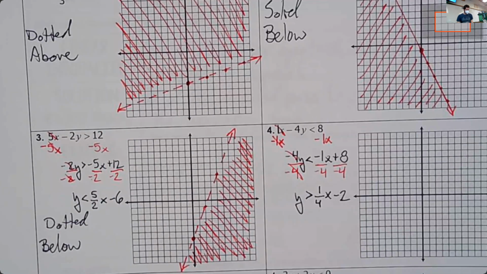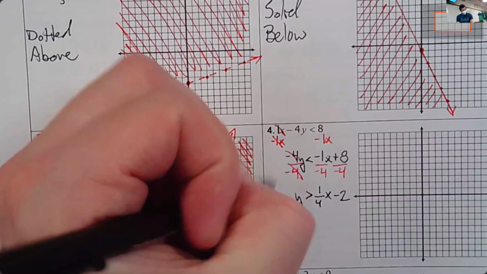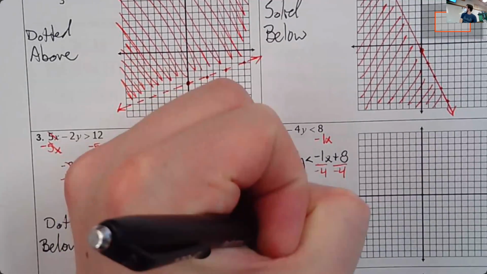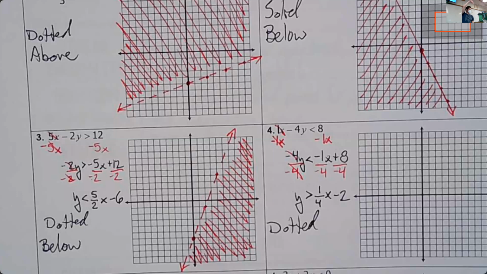All right. Now we have 2 decisions to make. With the type of line, is it solid or is it dotted? 1 for solid, 2 for dotted. Dotted, good. So dotted line. And then are we shading above this one or below this one? Above, because it says y is greater than. Good, so above.